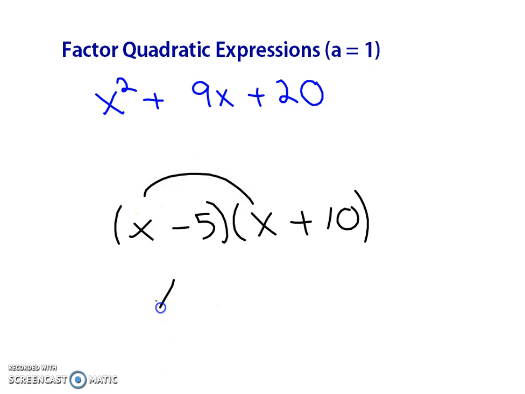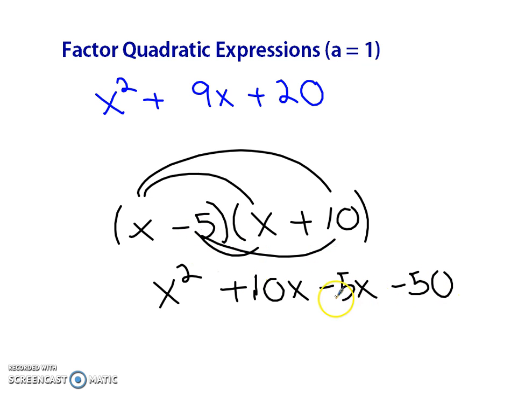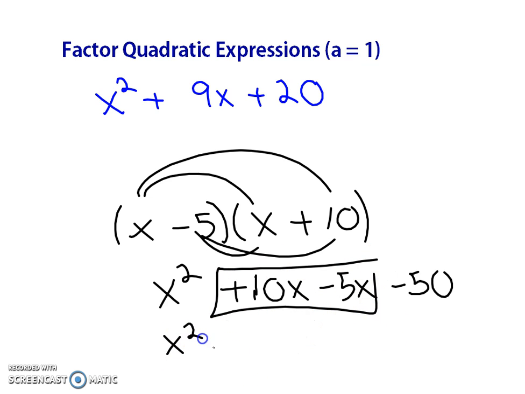So multiply the first pair, you're going to get that. Multiply the outside pair, you're going to get that. Multiply the inside pair, you're going to get negative 5x, and multiply the last pair, you're going to get negative 50. And then you'll combine these two into one because they both have x's, so you'll get x squared plus 5x minus 50. Positive 10 minus 5 is 5. So you get this expression right here.